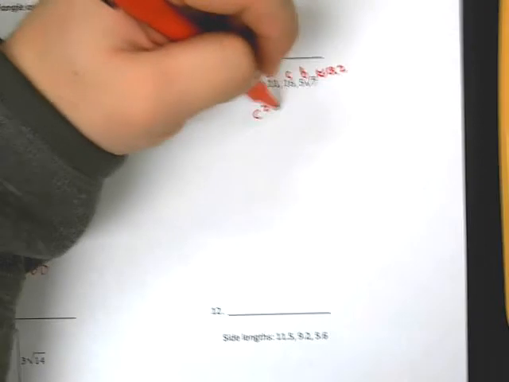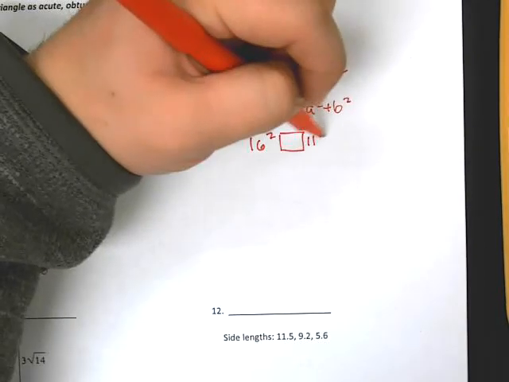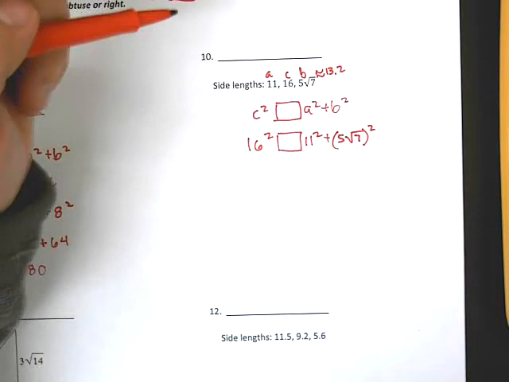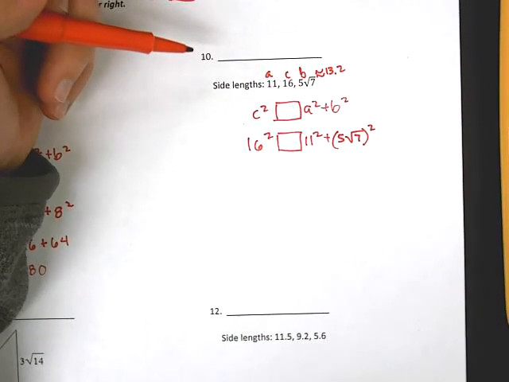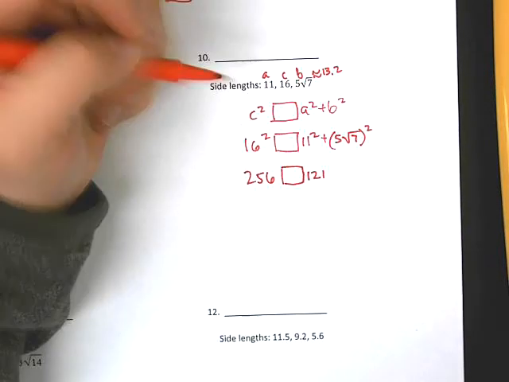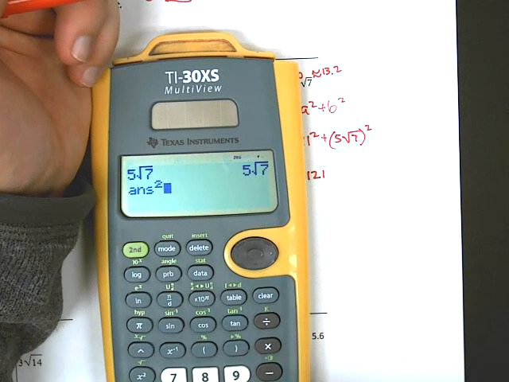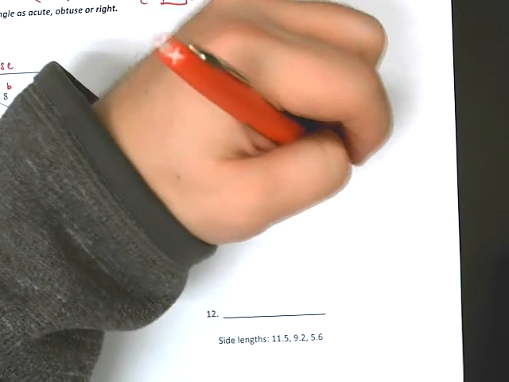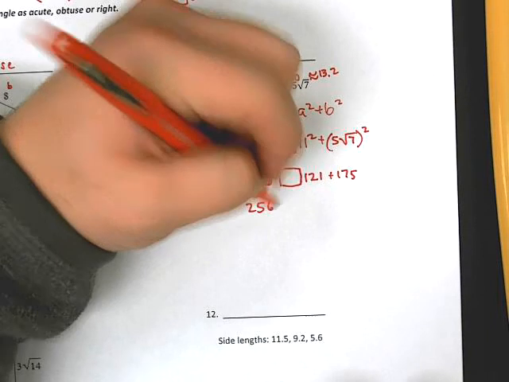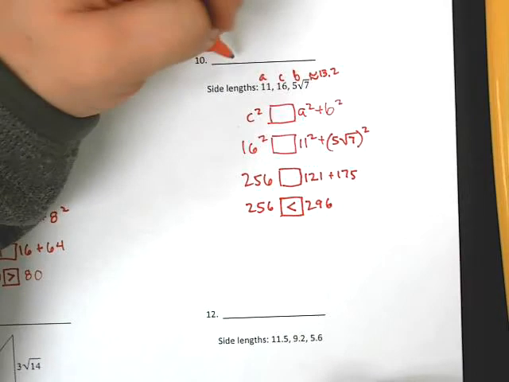So now when I do c squared, a squared plus b squared, I'm going to do 16 squared, and then 11 squared, and then 5 root 7 squared. Again, please do not use the rounded value here. That'll mess everything up, and you won't get a nice number. Okay? Cool. Well, let's go to work here. 16 squared, we have 256, and we have 121, and then 5 square root 7 squared is 175. Okay, so 175 plus 121 is 296. So we have 256, 296, and then of course we know that this is going to be a less than symbol, which means the triangle that would be formed here is acute.